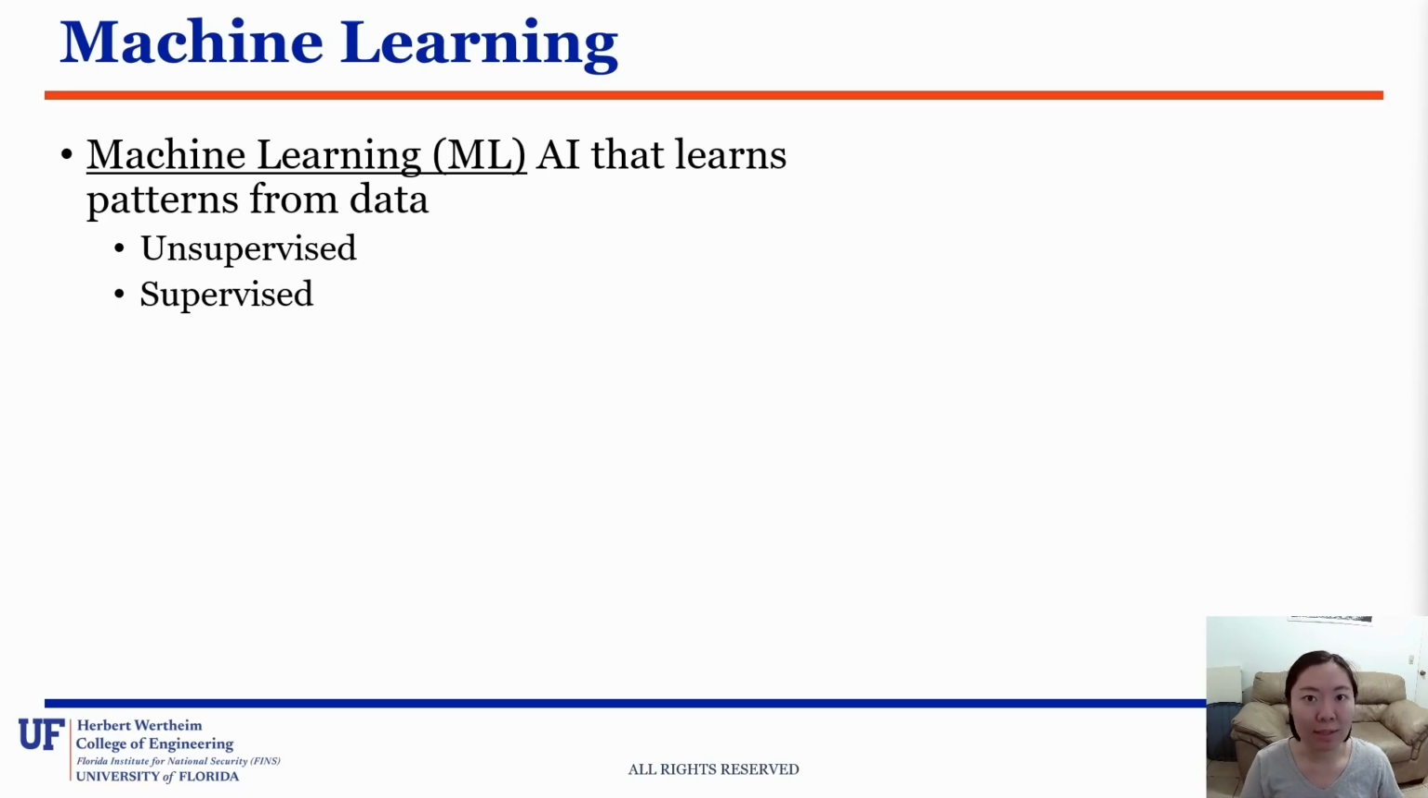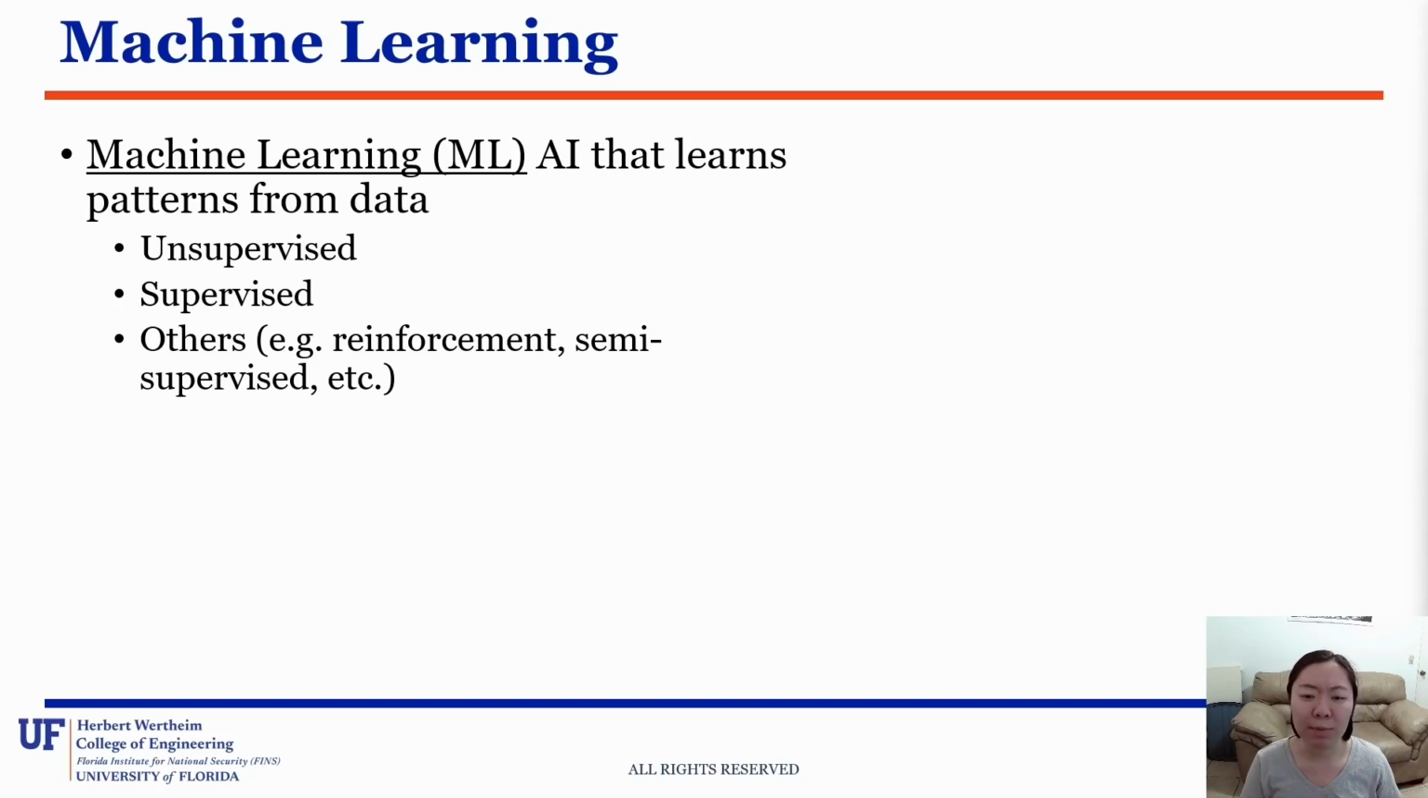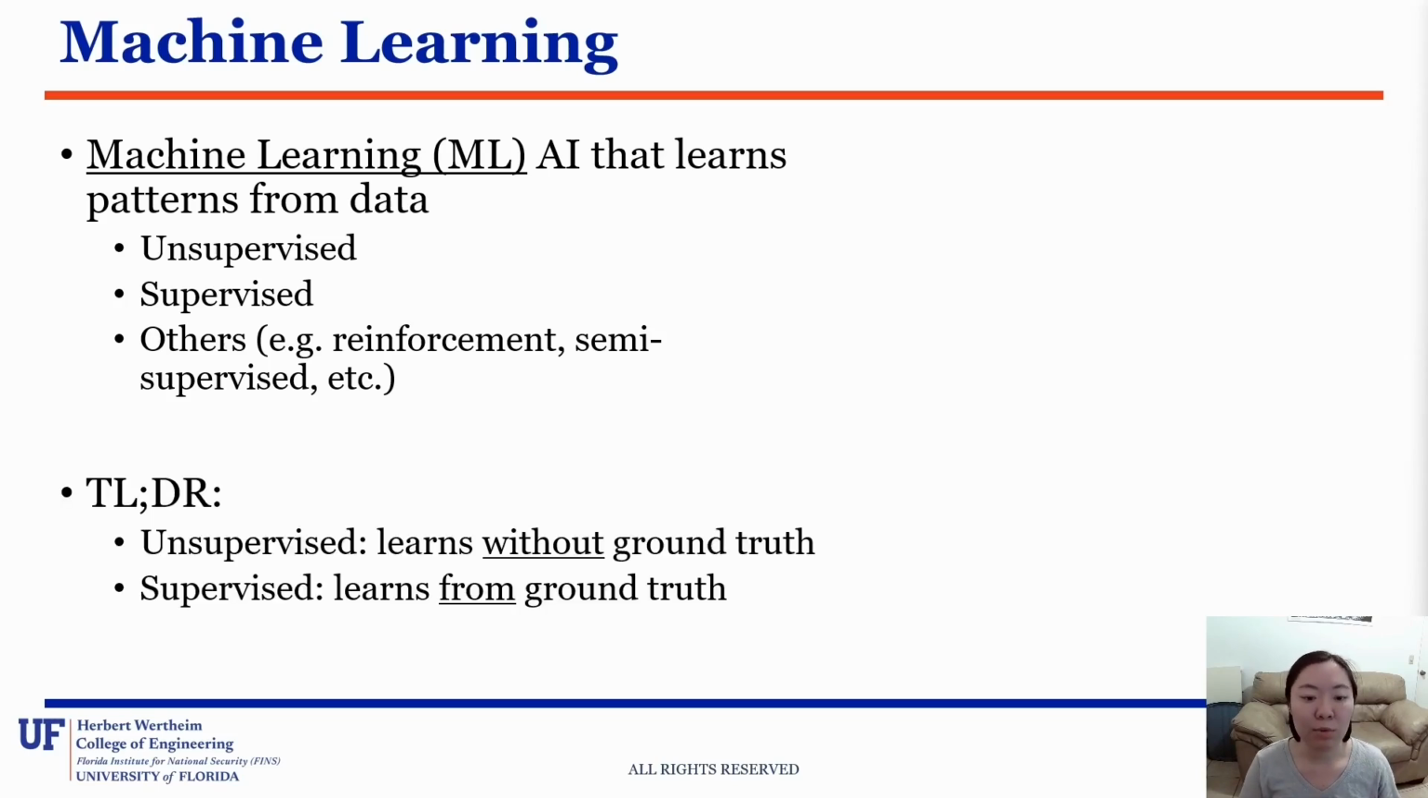Supervised learning learns directly from labeled examples, so in our case, the ground truth image. This is kind of like when you're studying for an exam and are given practice problems with solutions that you can just use to study for the exam. There are other types of machine learning, such as reinforcement learning, also known as trial and error learning, or semi-supervised learning, which is a mix of supervised and unsupervised learning. But for this module, we are mostly focused on the first two, unsupervised learning in this lecture and supervised learning in the next. In short, unsupervised learning learns without ground truth, and supervised learning learns from ground truth.